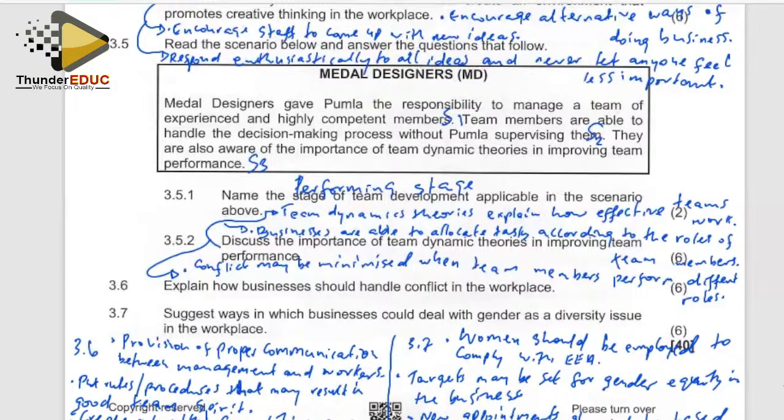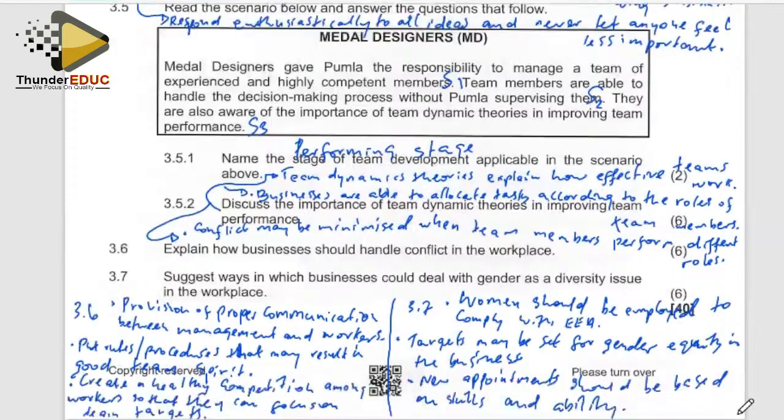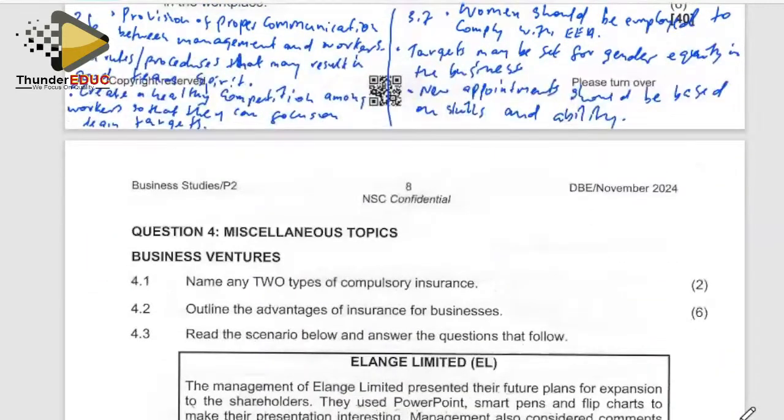Okay, right, grade 12s. Then at this juncture, we are done with our question 3. Let's move on to question 4. Remember, question 4 is a miscellaneous question, and miscellaneous questions engulf all the topics that you dealt with in paper 2. Okay, right. So now 4.1 reads as follows.